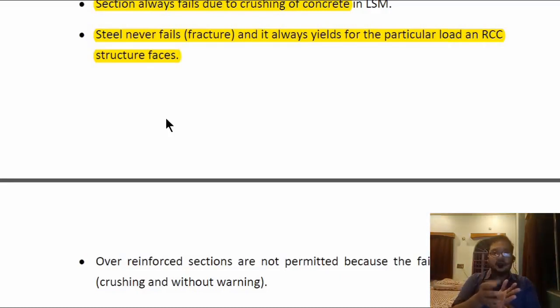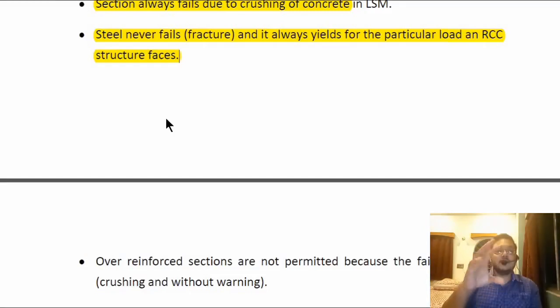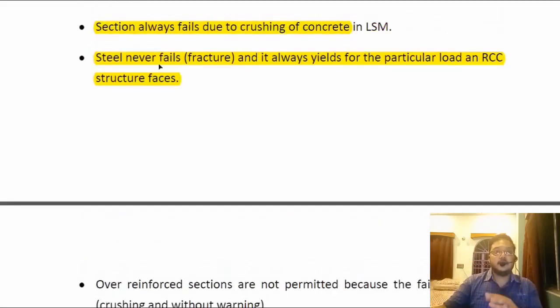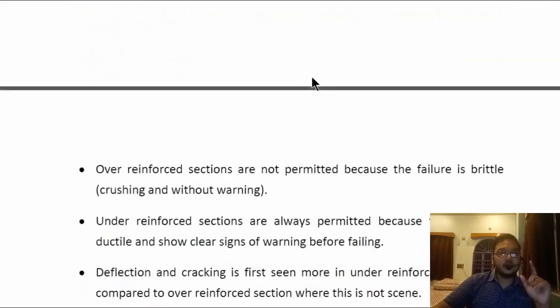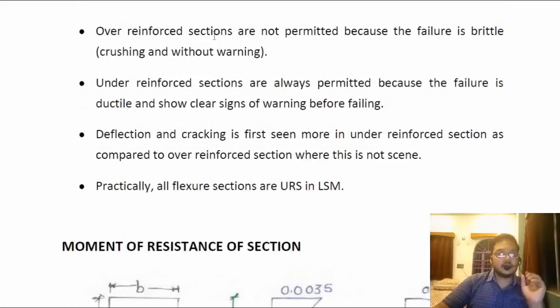Steel never fails. The particular yield strength is reached by our steel section. That is the maximum limit which we are providing for that steel, and at that yield strength the steel actually yields, it actually elongates. It doesn't mean that the steel will be reaching its fracture point. So the steel never fails. Whatever failure occurs, it occurs to the concrete and it is crushing.